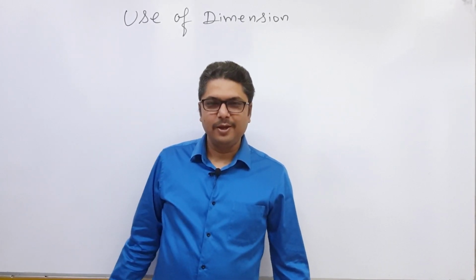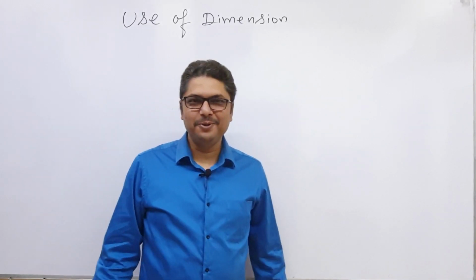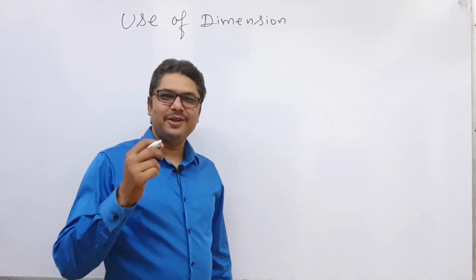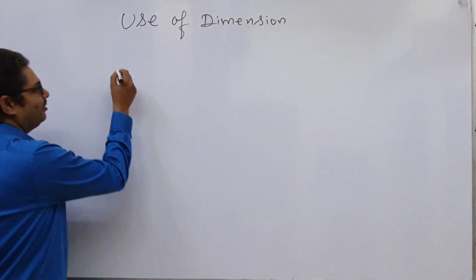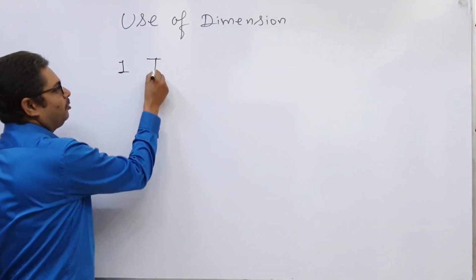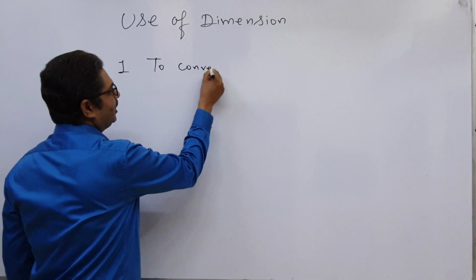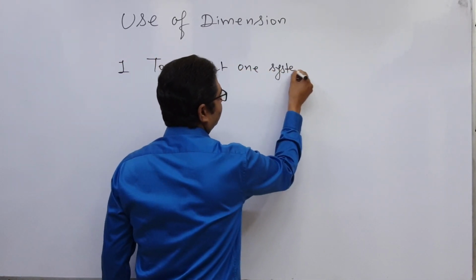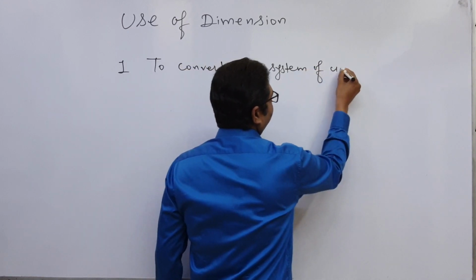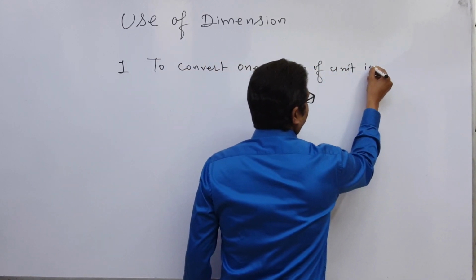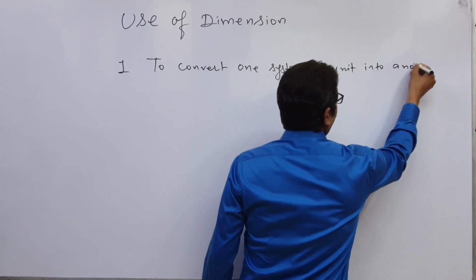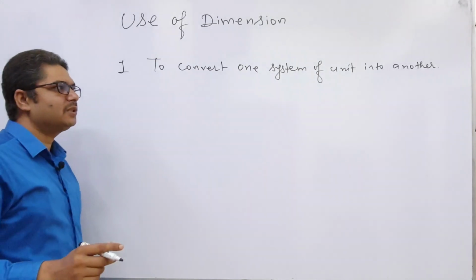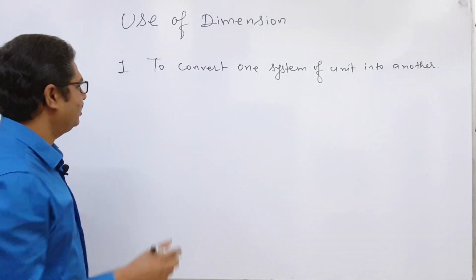Hello student, now you are going to learn use of dimension. Student, there are basically three uses of dimension. Number first use is to convert one system of unit into another.